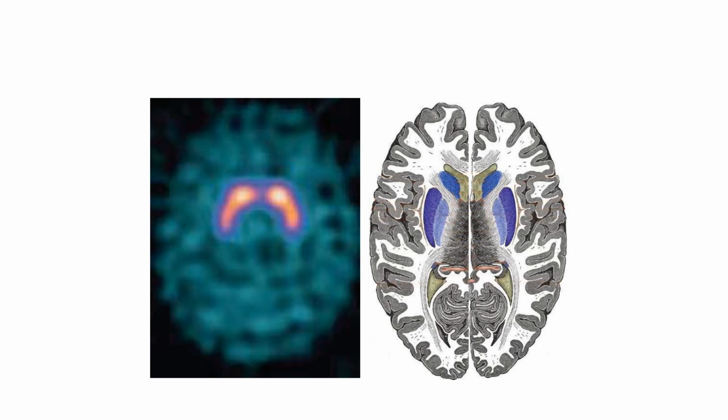So I use this diagram to just highlight where the substantia nigra is. So you see right here, in the image on the left, you see it highlighted in blue. The darker blue is the putamen, and then up above that is the caudate nucleus.